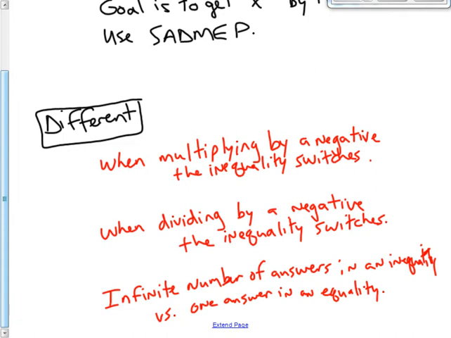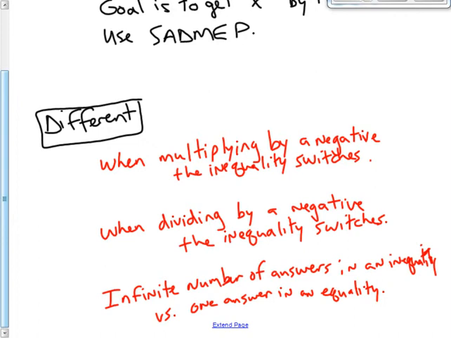When I am dealing with an inequality and I multiply by a negative, the inequality has to switch. I go from one side of the number line all the way to the other side. I go from a positive number to a negative number. Okay, so then what ends up happening is that the inequality has to go the other direction. So instead of it going to the right, the whole thing flips and it has to go to the left. Same thing happens when I divide by a negative. If I divide by a negative, then the inequality is also going to switch.